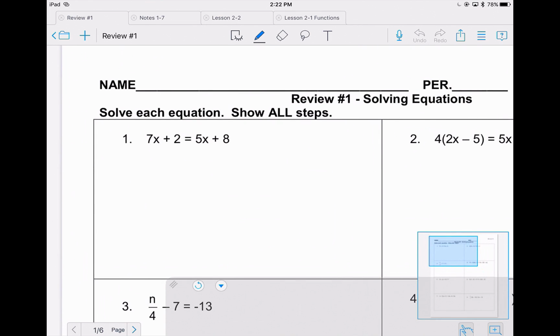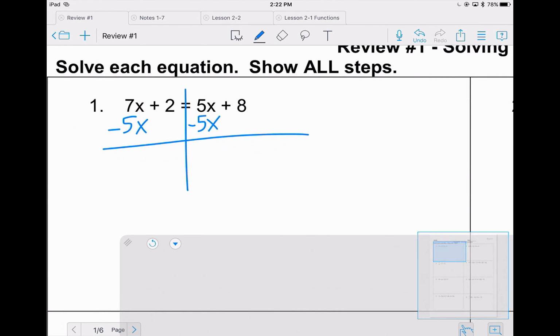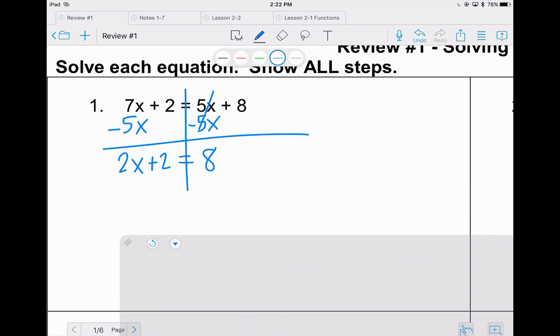For problem 1, they asked us to solve the equation, show all steps. For this one, we have variables on both sides. So my first step is to subtract 5x from both sides. Remember, you can move the 7, it just leaves you with negatives, and so that makes your problem a little bit harder, whereas if you move the smaller one, it's a little bit easier. So we have 2x plus 2 equals 8.